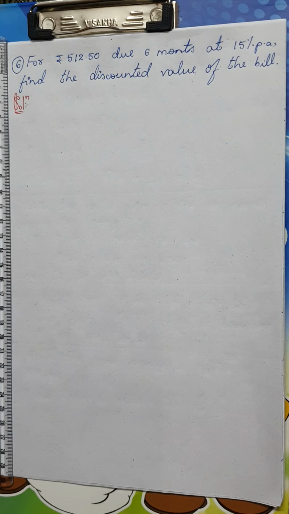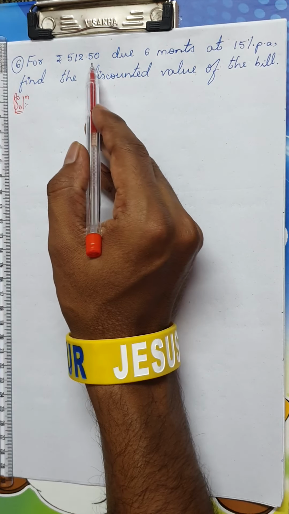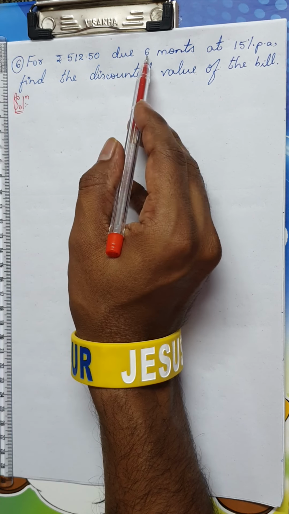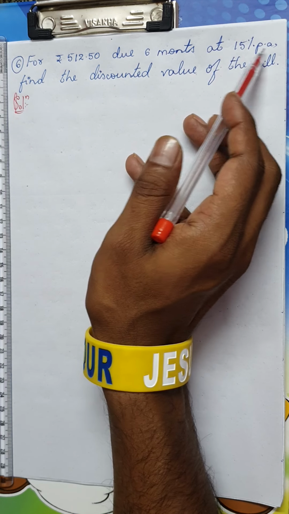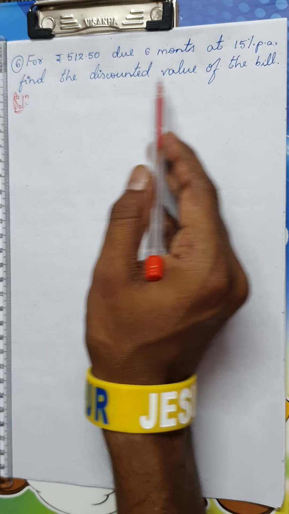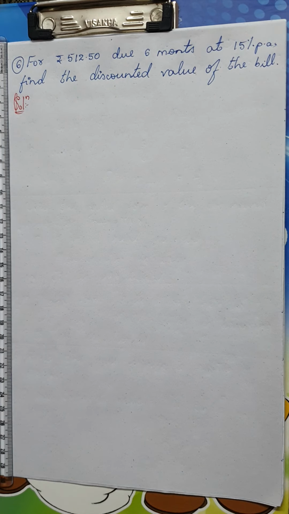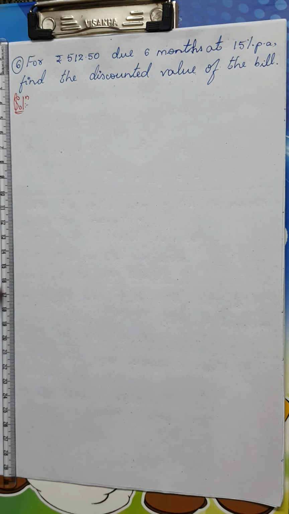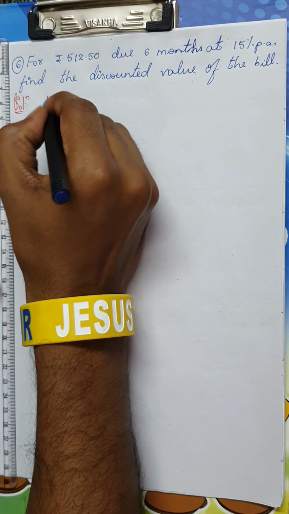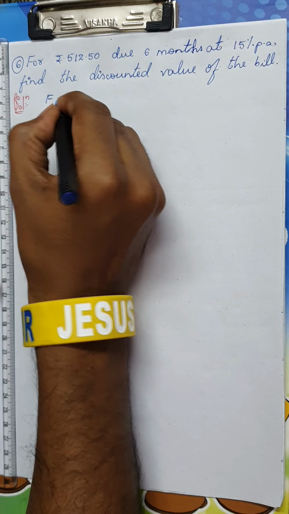Right, so question number 6 is with respect to bill discounting for rupees 512.50 due 6 months, at 15% per annum. Find the discounted value of the bill. So we have a direct formula for that. Before that, let me write the data here.